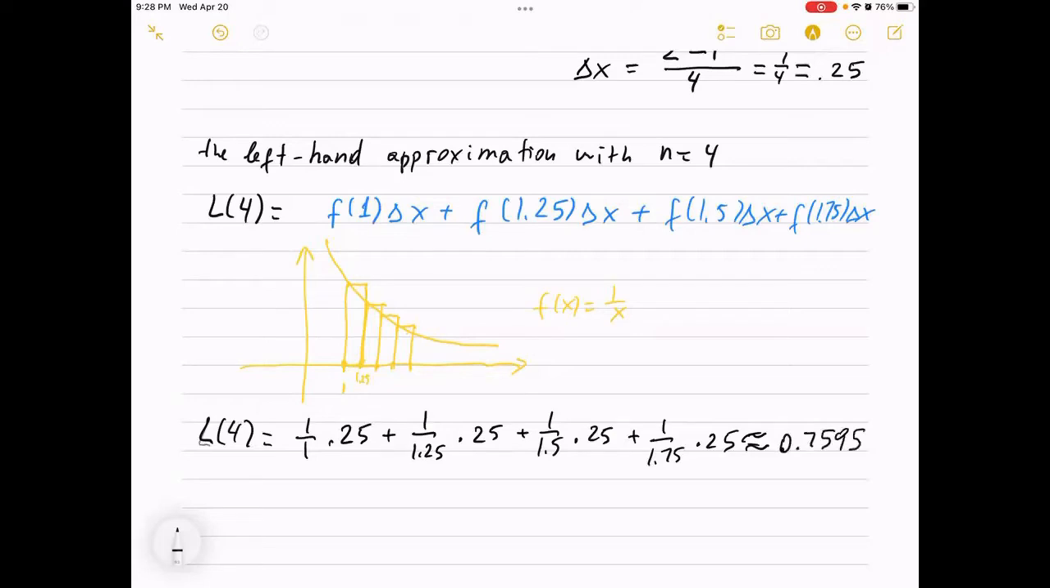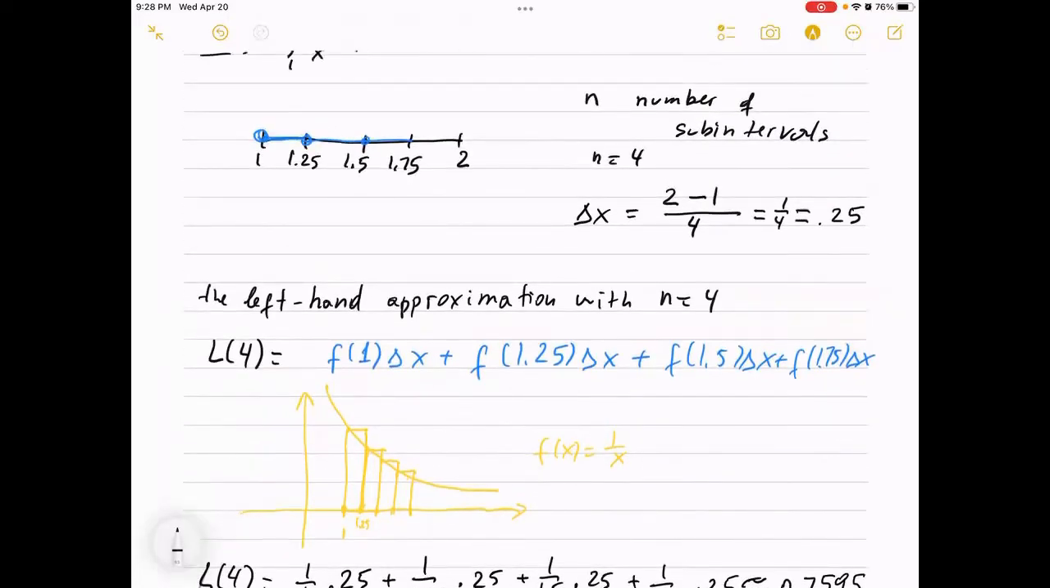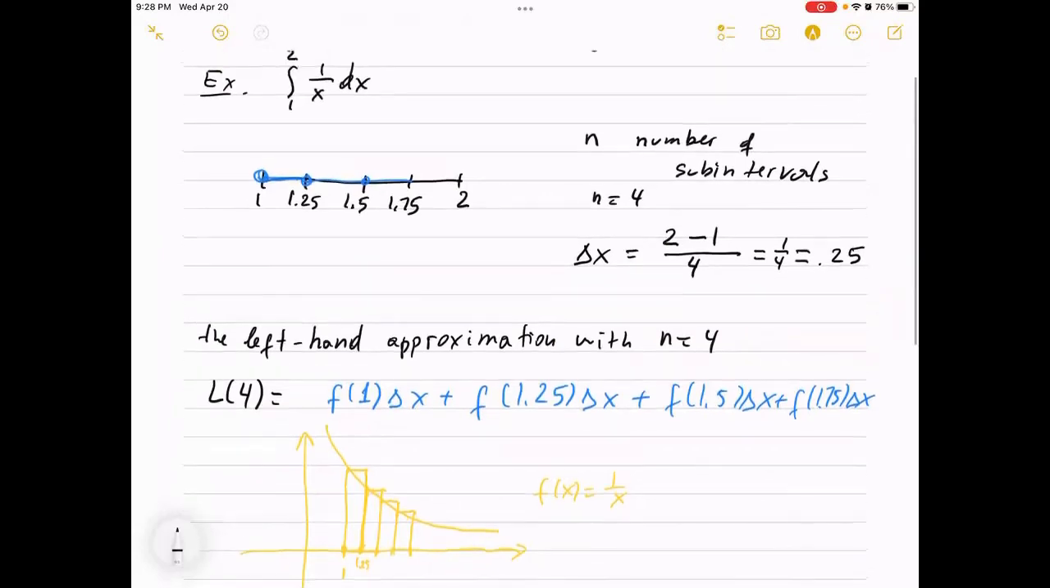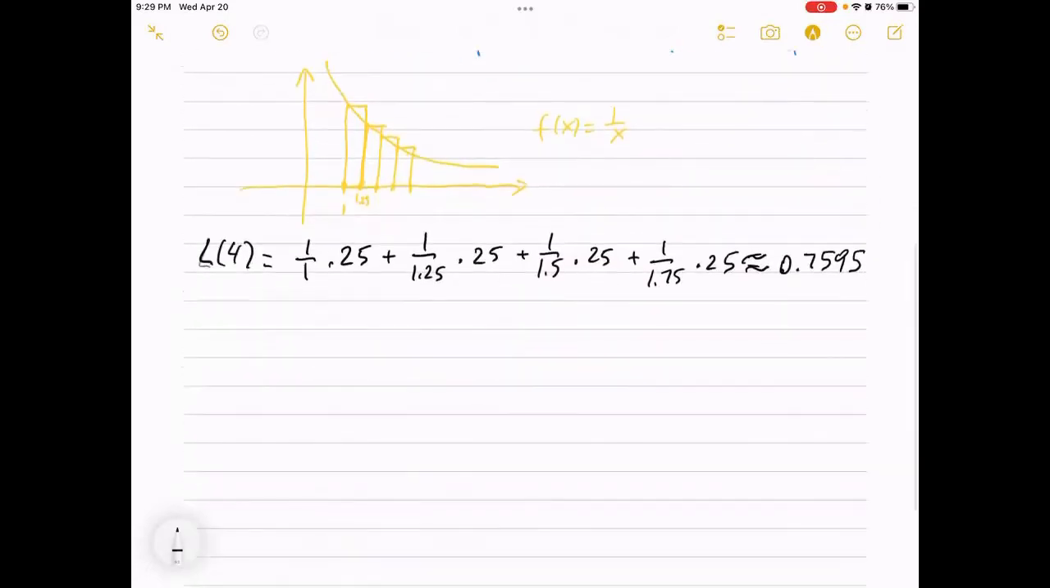In a similar fashion, as we did the left hand approximation, we can do the right hand approximation. For each interval, we're now going to choose the right point. So we choose 1.25, 1.5, 1.75, and 2 to measure the value of the function. As before, we multiply each value by delta x to get the area of the corresponding rectangles, and then we add. Let's do the calculations for the right hand sum approximation.